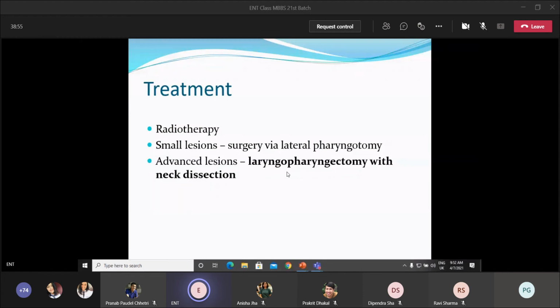Treatment again is radiotherapy. If the lesions are small, surgery via lateral pharyngotomy, and if the lesion is big, then laryngopharyngectomy with neck dissection. So for your level, you do not need the details of treatment. If you can just say what are the modalities, that should be more than enough. So radiotherapy, if it is small, lateral pharyngotomy. If it is huge or large, then laryngopharyngectomy with neck dissection.